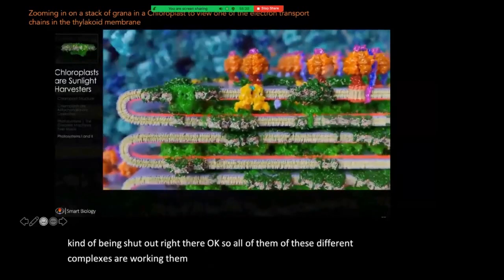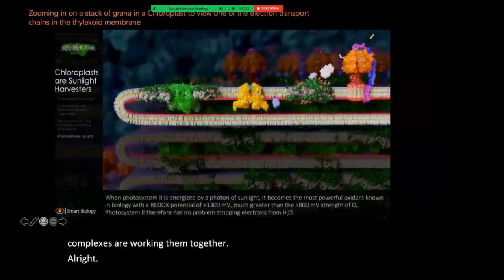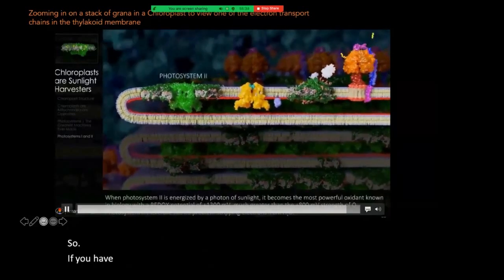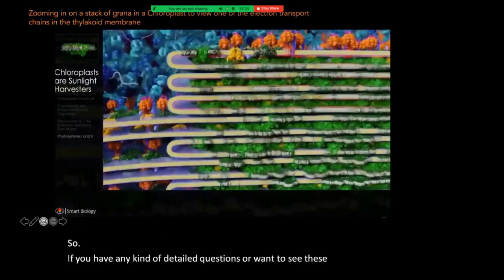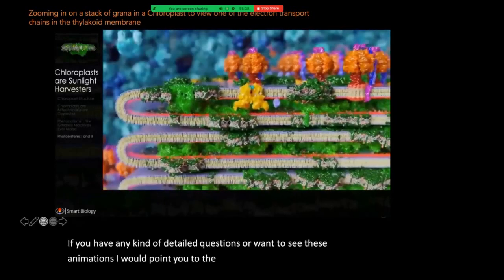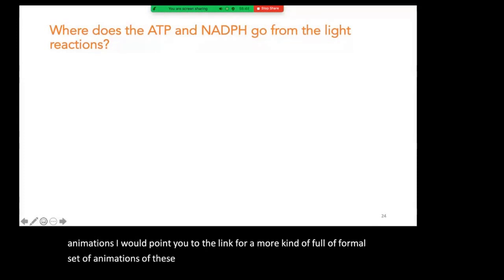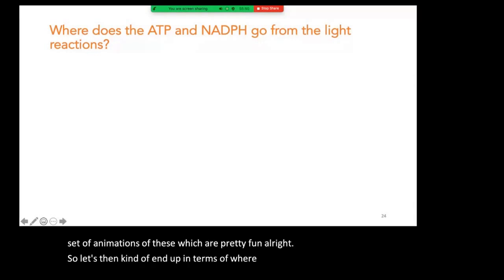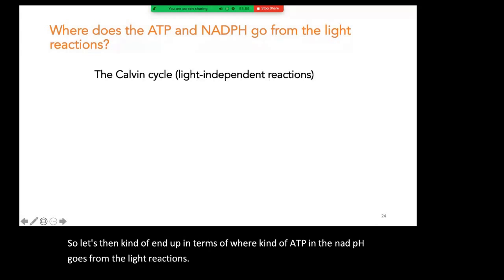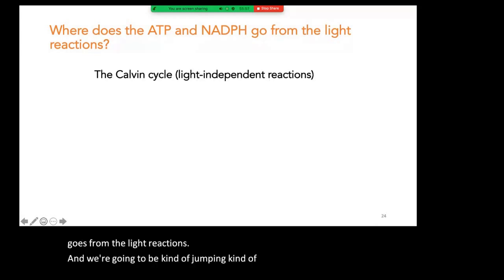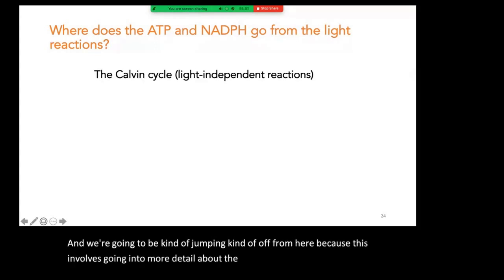All right. So if you have any detailed questions or want to see these animations, I would point you to the link for a more full, formal set of animations of these, which are pretty fun. All right. So let's end up in terms of where the ATP and the NADPH goes from the light reactions. And we're going to be jumping off from here because this involves going into more detail about the Calvin cycle.